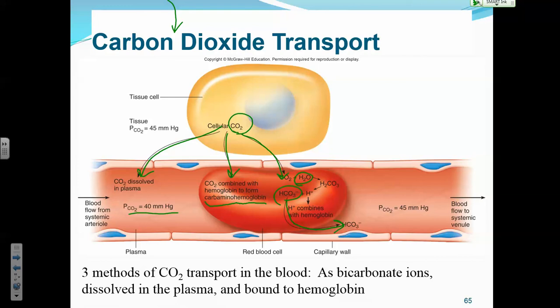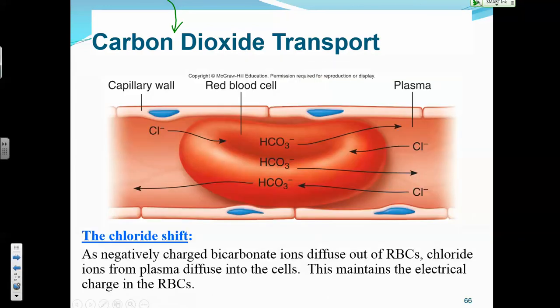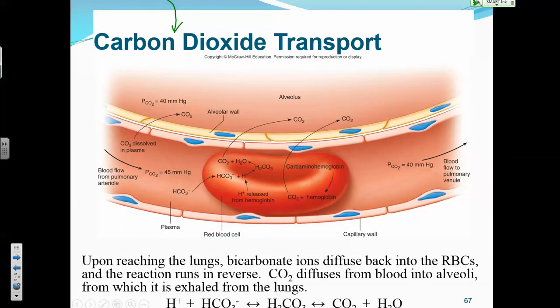When that blood then makes its way to your lungs, the opposite happens. What is dissolved in the plasma just moves out, and that frees up space for more to be dissolved. So a bicarbonate ion is going to move into the blood cell and combine with the hydrogen to form the acid that breaks up into CO2 and water. The CO2 comes out here because it can dissolve and then it moves out. The same thing is true with the hemoglobin: it lets go of carbon dioxide and it moves out.